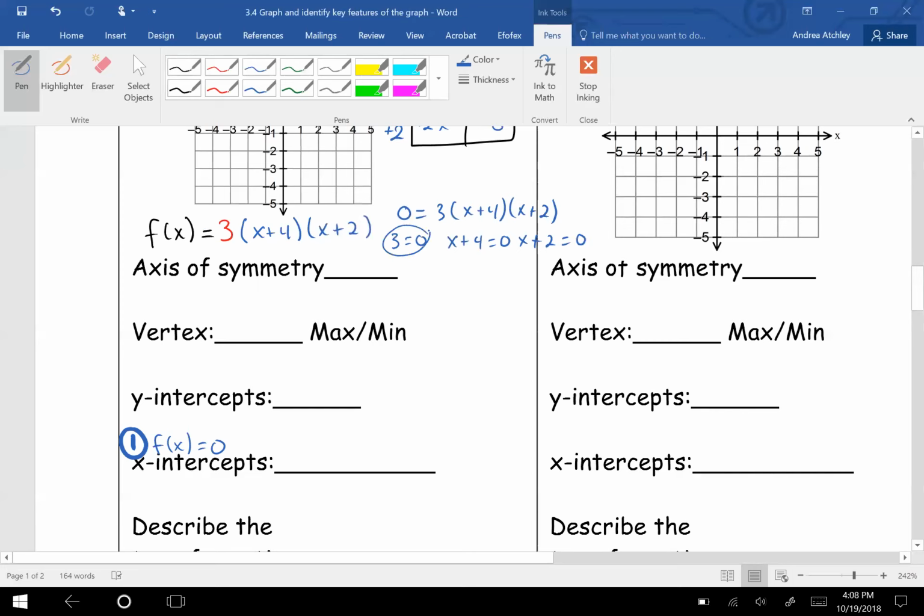Since 3 will never equal 0, that just goes away. Here we're going to subtract the 4 and get x equals negative 4. So one of my x-intercepts is negative 4 for x, and then 0 for y. The next one we're going to subtract the 2 from both sides, and we'll get x equals negative 2. So our x-intercept is negative 2 for x and 0 for y. So those are our 2 x-intercepts.